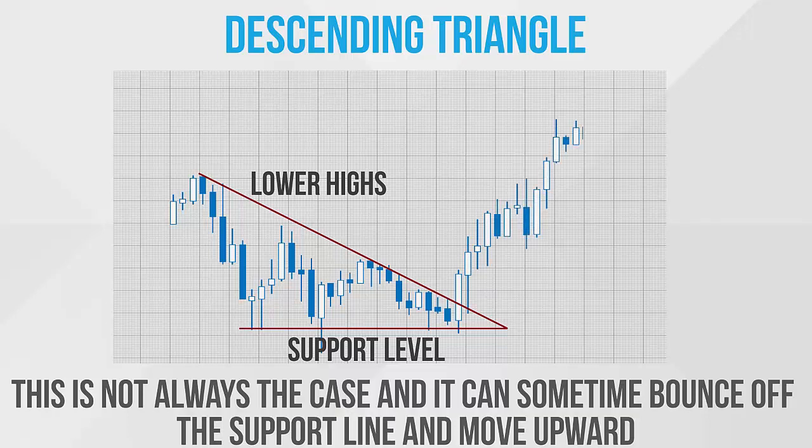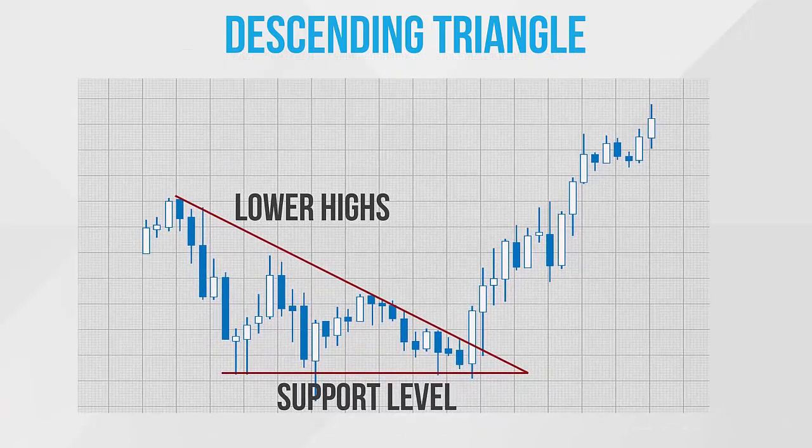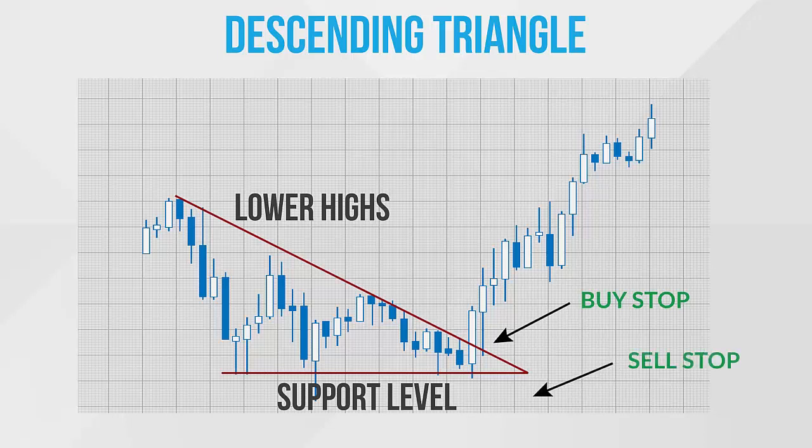and move upward. Again, it doesn't matter to you which direction it's going to go, because you simply place an entry order above the highs and below the support line and take advantage when it moves. You cancel the other order and profit from the fluctuation.